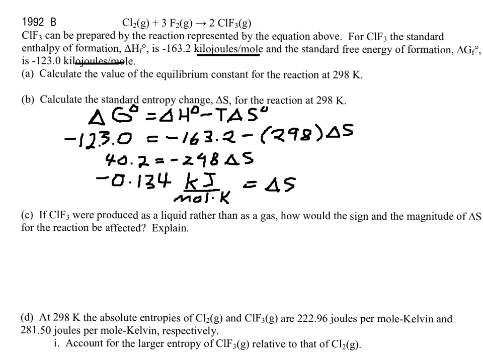Delta S was negative before because you had 4 moles of gas turning into 2 moles of gas, so you had the disorder decreasing some. But if you turn into a liquid, it would decrease even more, so it's going to be a greater negative number.